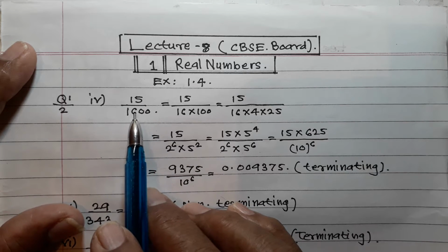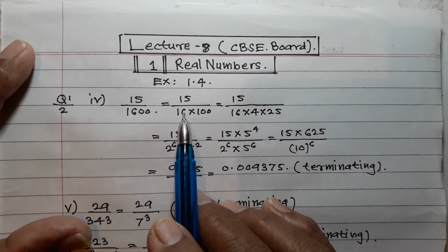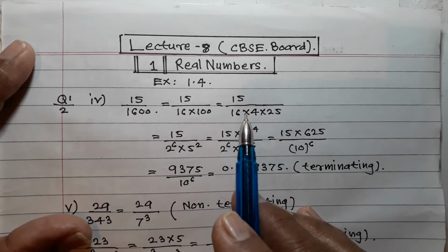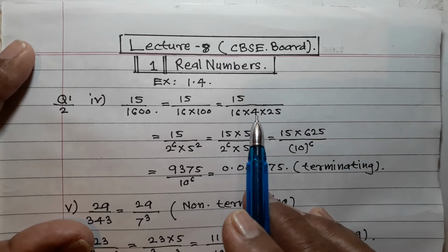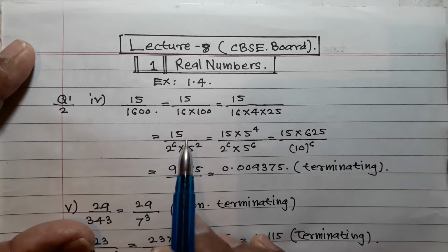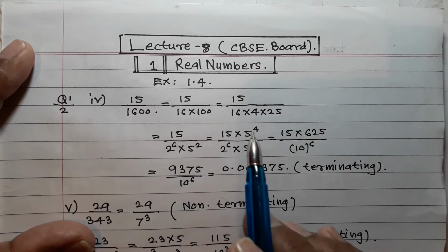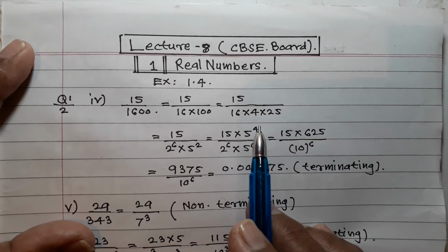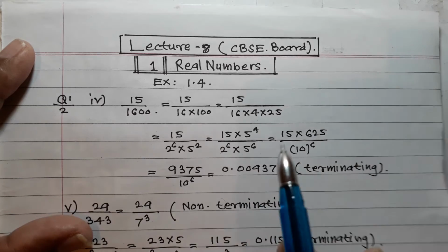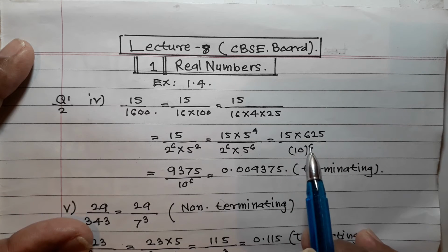15 upon 1600 is equal to 15 upon 16 into 100, which is equal to 15 upon 16 into 4 into 25, is equal to 15 upon 2 raised to 6 into 5 raised to 2, is equal to 15 into 5 raised to 4 upon 2 raised to 6 into 5 raised to 6, is equal to 15 into 625 upon 10 raised to 6.